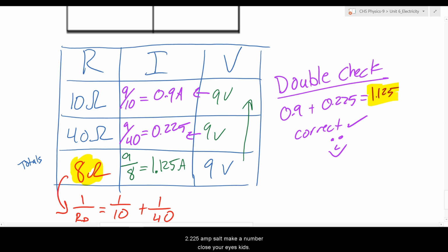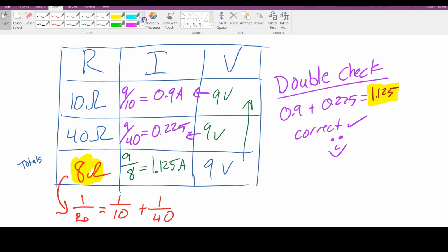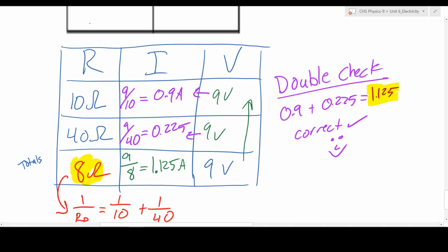Oh, naked number. Close your eyes, kids. It's indecent. Oh, so much better. Whew, just about had a disaster there. Okay, so 0.225 amps, now that's appropriate.